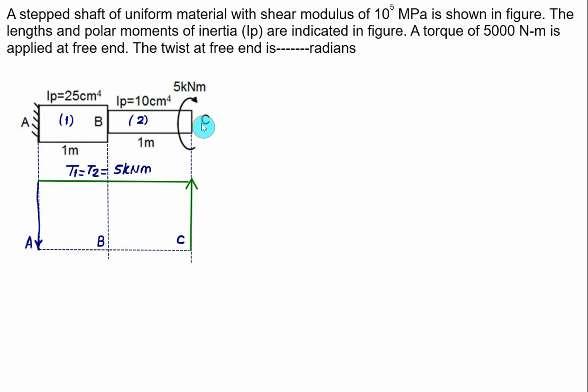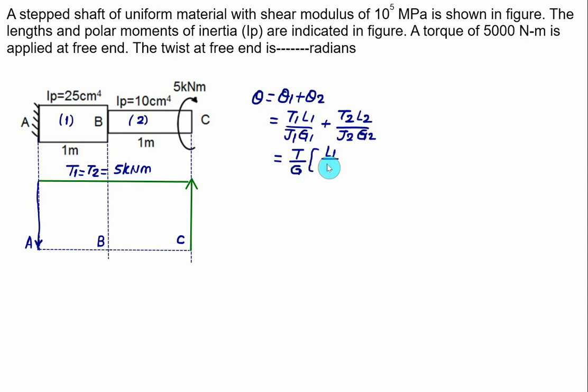So directly we can calculate the total twist at the free end. Theta will be the sum of theta 1 plus theta 2. That is, T1 L1 by J1 G1 plus T2 L2 by J2 into G2. Here the torque term remains the same, and the value of G remains the same. So we'll take T and G common. What is left is L1 by J1 plus L2 by J2.